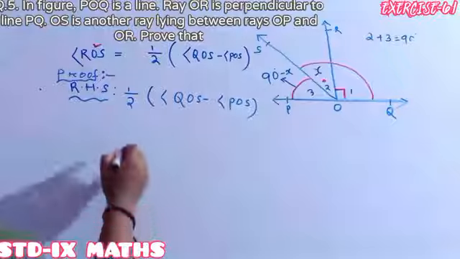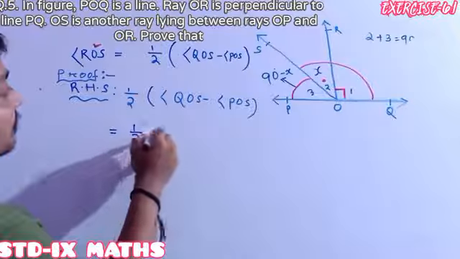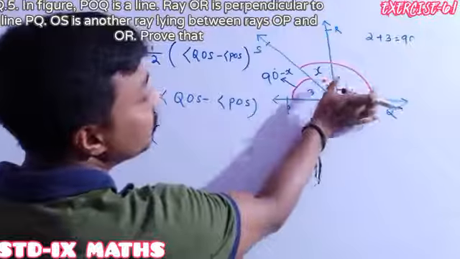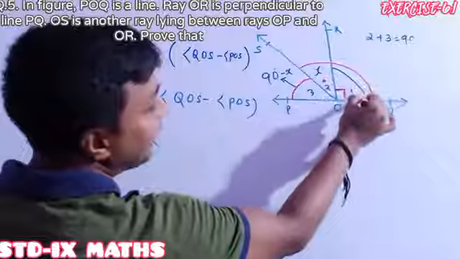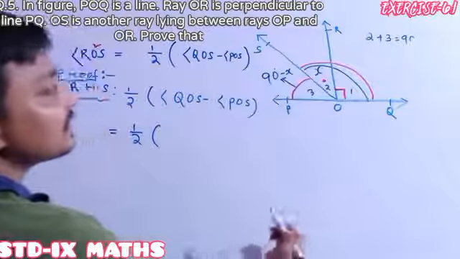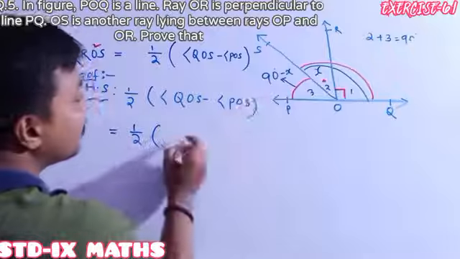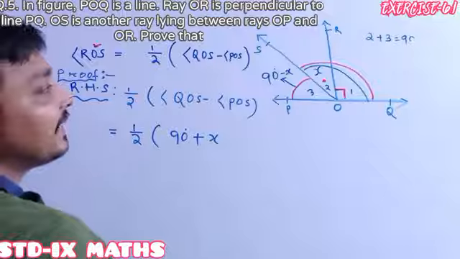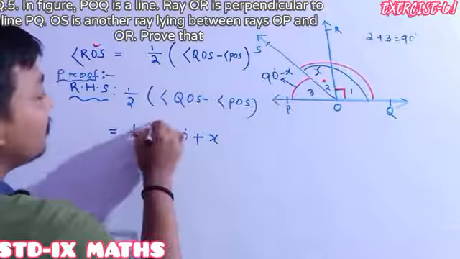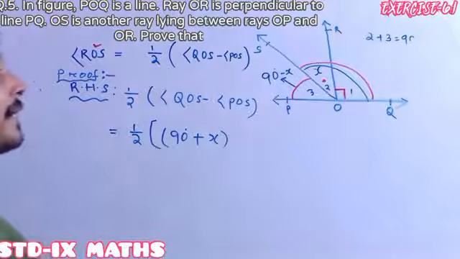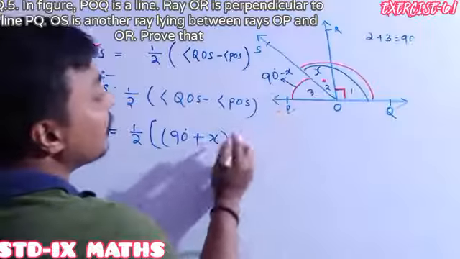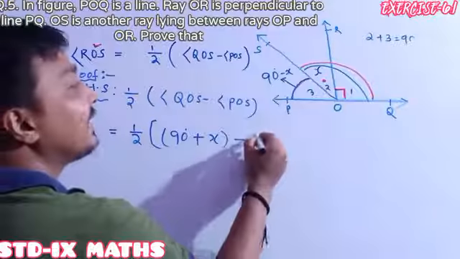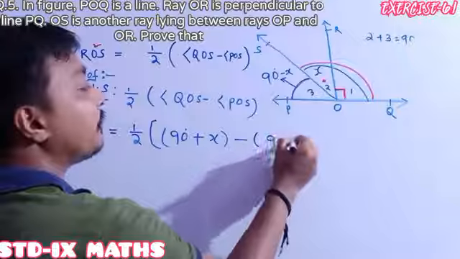So let's see 1 by 2. See QOS, QOS means this angle. This one is 90, and this one I have taken as x. So for 1 and 2, their sum is 90 degrees plus x. Ready? Thereafter I will use the square bracket, it will be better. Thereafter minus POS. POS means this angle, so its value will be 90 degrees minus x.